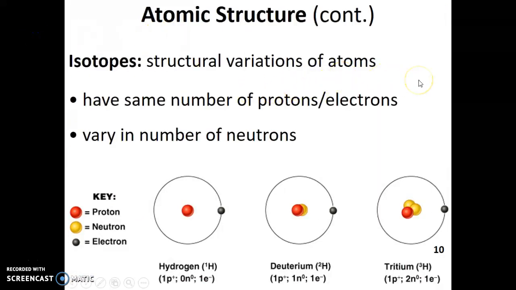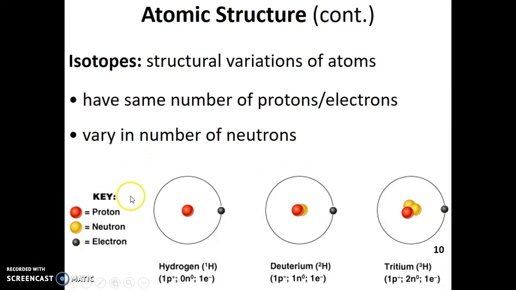So what is an isotope then? An isotope is a variation within an atom. So all atoms of a certain type have to have the same number of protons. And if you have a certain number of protons, you have the equal amount of electrons. But neutrons can change. You can keep the same atom with a different mass. And that's an isotope. An isotope is an atom that has a different mass because of the number of neutrons.